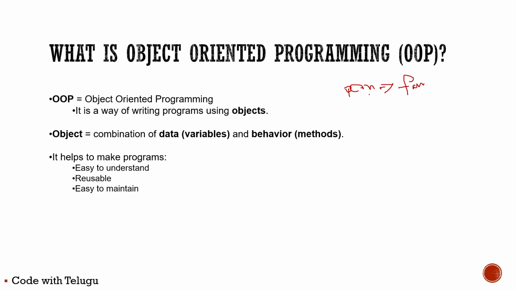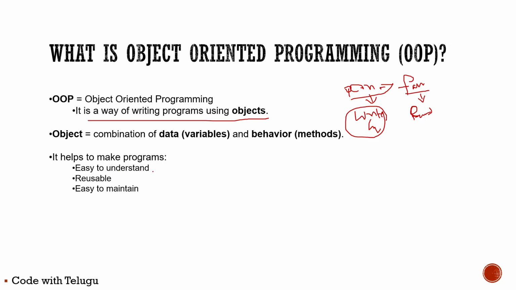In these objects, there are some properties. What can a pen do? We can write, and it has colors. These are the properties of a pen. And a fan, what can it do? We can switch it on and switch it off. These are the properties. So we can write programs with the use of objects. This is called an object oriented programming language.